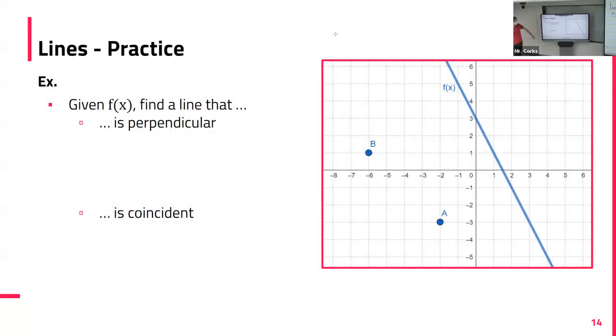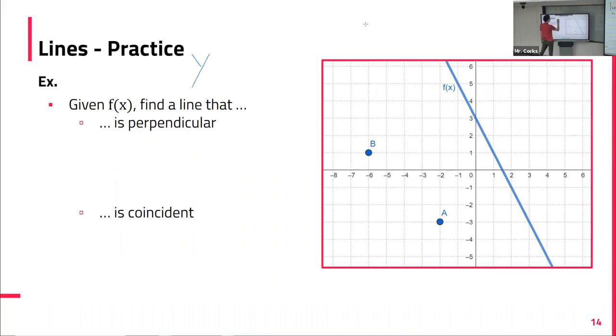Next, perpendicular and coincidence. So again, with the f of x that we have here, how can we create a line that is perpendicular to that one? If two lines are perpendicular, what pattern or what relationship do we notice with them? Okay, what about the equations of the two lines? The slope is the negative. If we multiply the slopes, they will turn into -1.